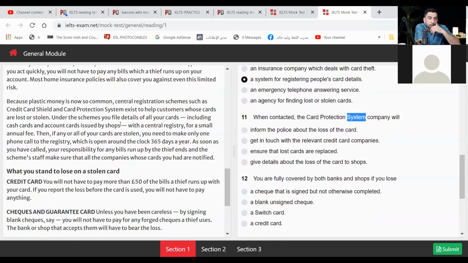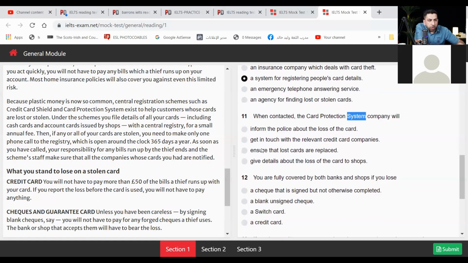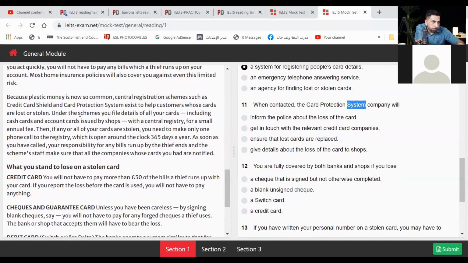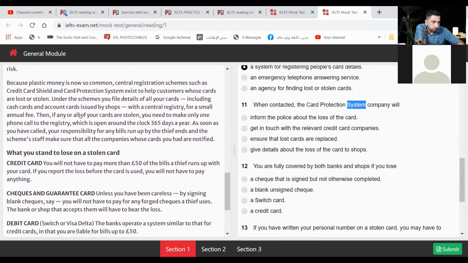Because by the end, your responsibility for any program by the events and the scheme staff may ensure that the companies whose cards you have are notified. It's on the last line of the paragraph. So ensure that the lost cards are replaced. Give details about the loss of card to shops, or inform the police about the loss of the card, or get in touch with the relevant credit card companies. Just one second, Sammy. All the companies whose cards you had are notified.